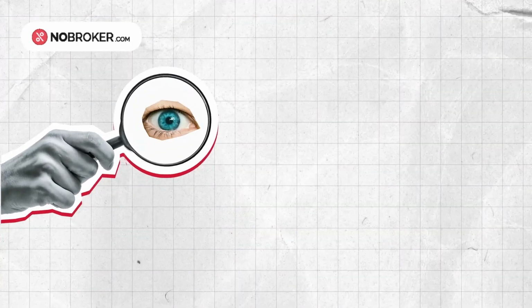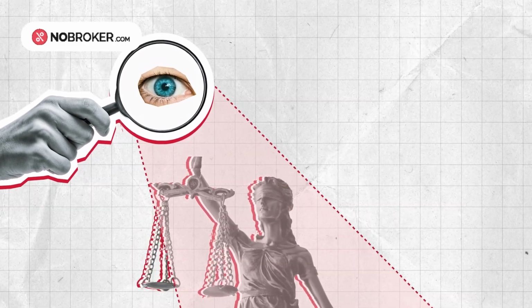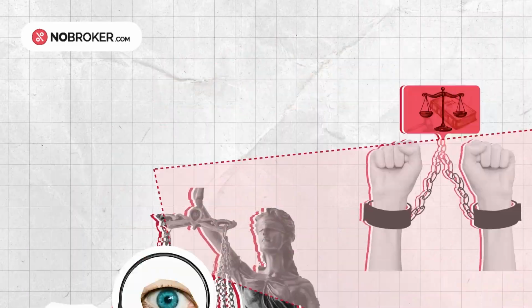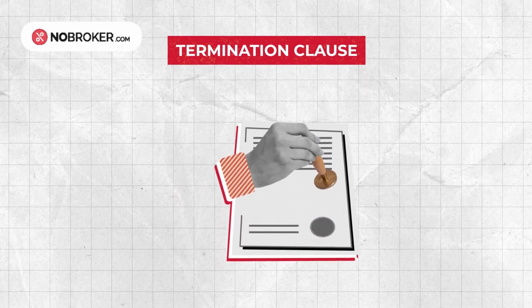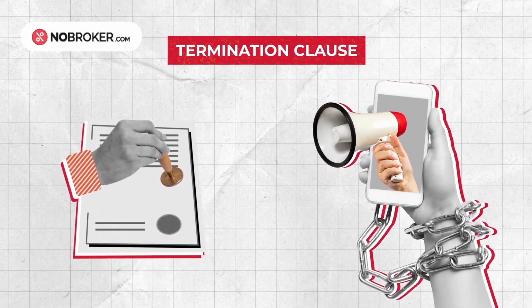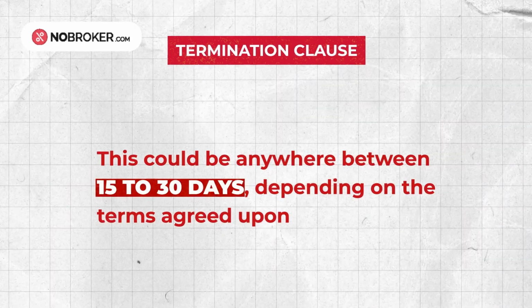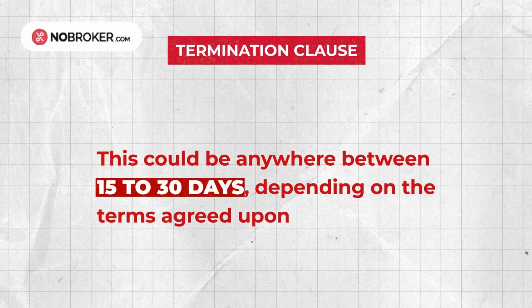Next is use of property. It should also clearly state the purpose for which the property is being rented. The tenant should not use the property for any illegal activities or anything that violates the law. Next is termination clause. The rental agreement should specify the notice period required by both parties to terminate the lease. This could be anywhere between 15 to 30 days, depending on the terms agreed upon.